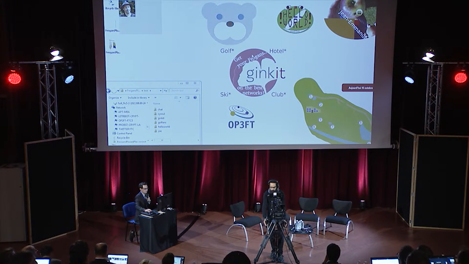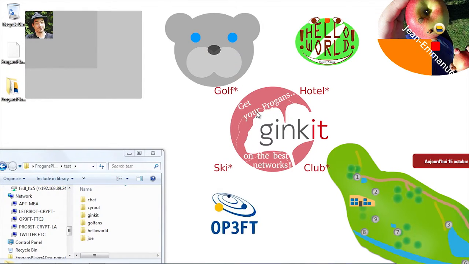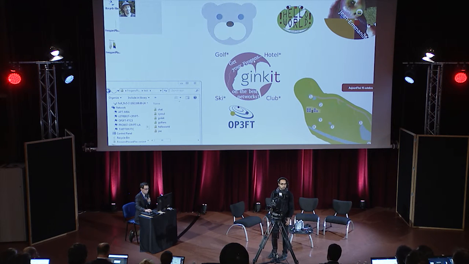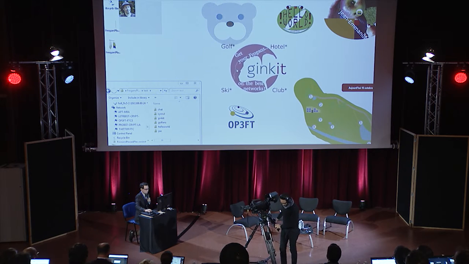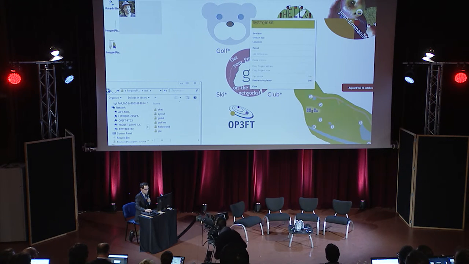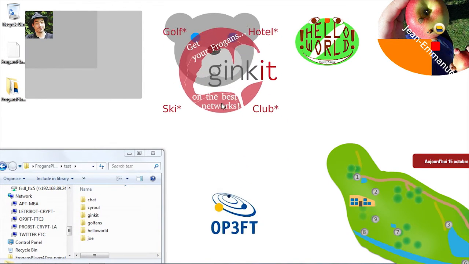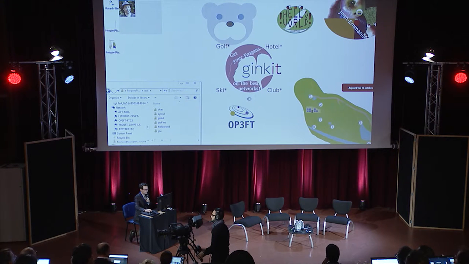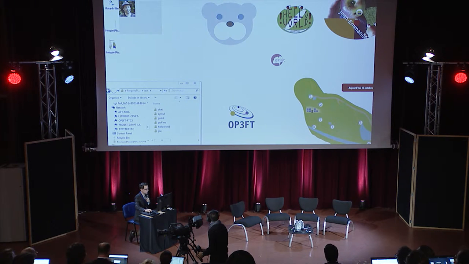Okay, this one is Ginkit. Ginkit is advertising, if I'm not mistaken. So it's test our Ginkit. And once again, I'm speechless. You get your Frogans on the best network: golf star, ski star, club star, hotel star. And by the way, the priority period for Frogans Entrepreneur is still on, and Ginkit is present on the best networks. It's Aurélien in the first row. Congratulations, Aurélien. It is great. If you want to brand Ginkit on teddy bears, you can change the size, and all you can see is Ginkit.